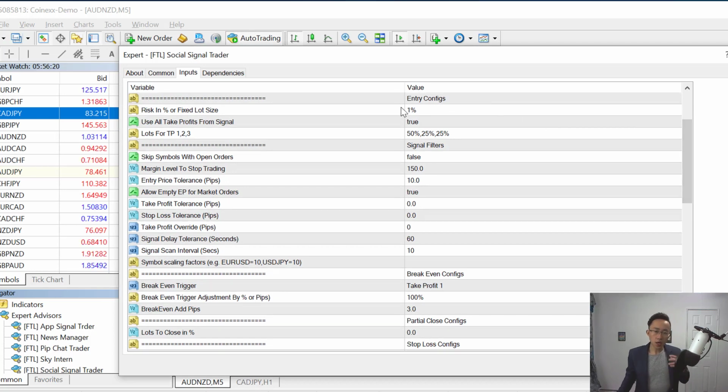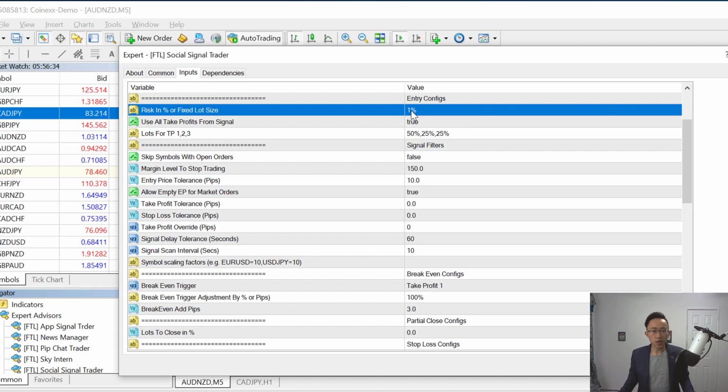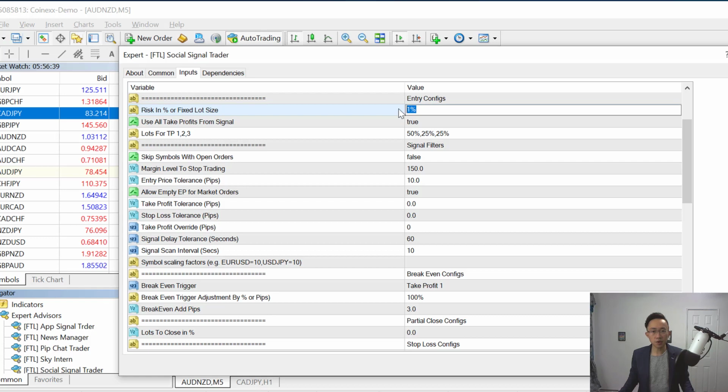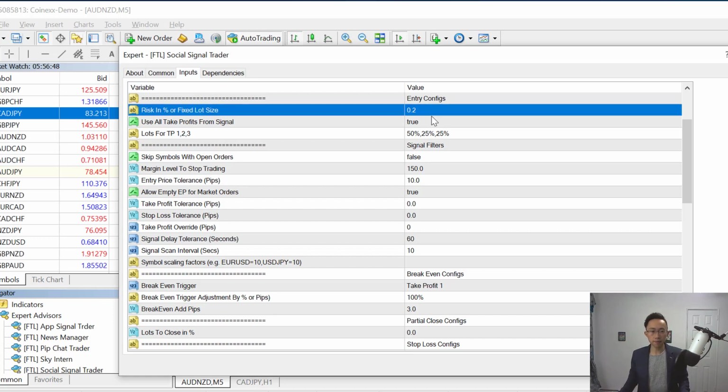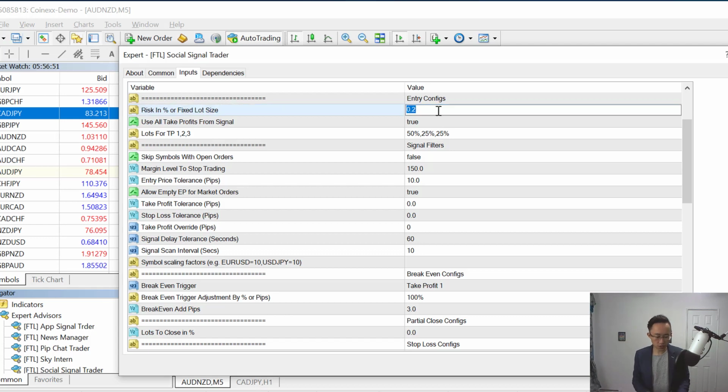First of all, this section is all about entry. What's your lot size? What kind of take profit do you want to use? The first setting is your risk. You can either set it to a percentage, so in this case it's going to be 1% of your account, or a fixed lot size. In terms of fixed lot size, let's say you want to do 0.2 lots, then you just type in 0.2. If you do percentage, it will actually scale with your account.